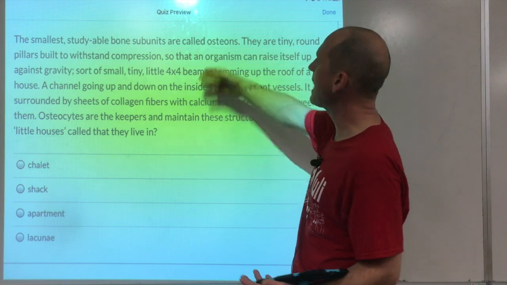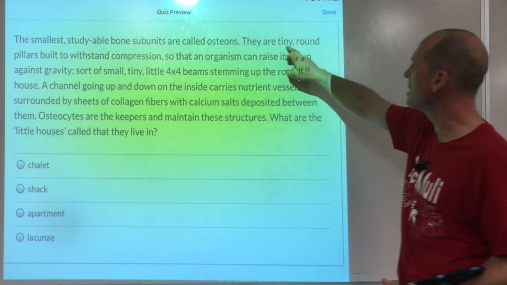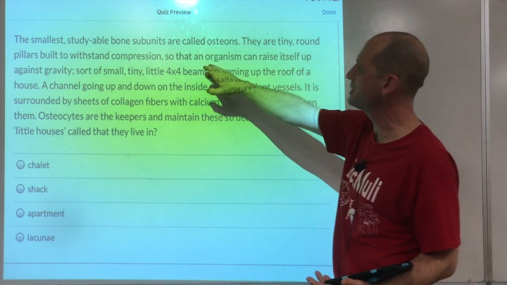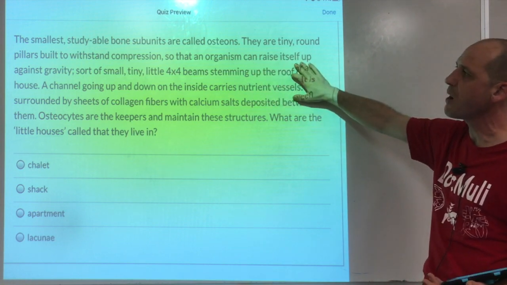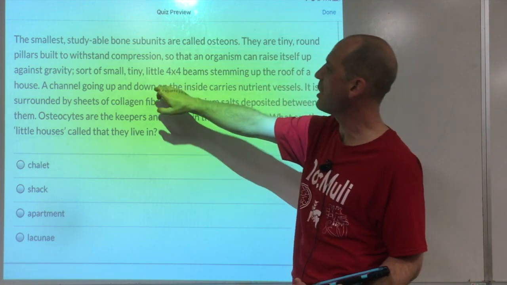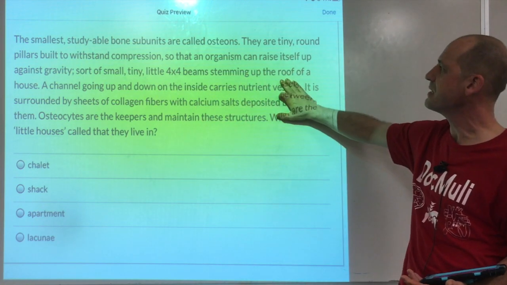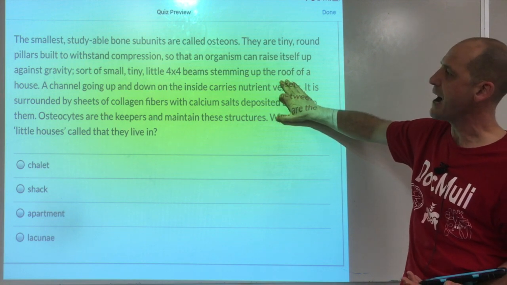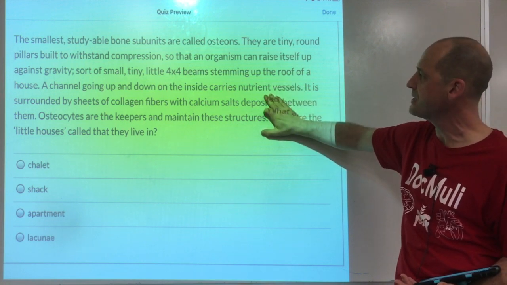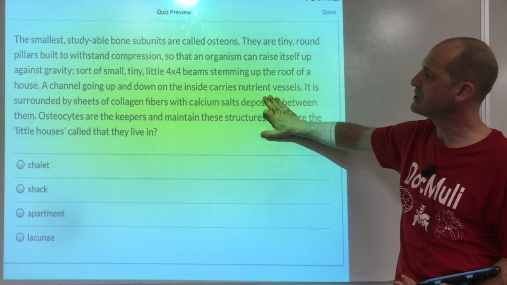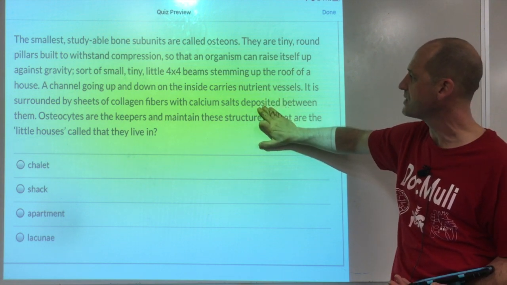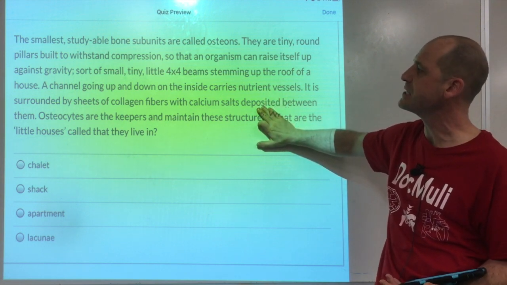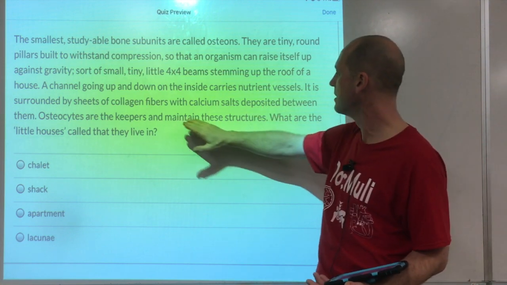All right, here I talk about the osteon. They're tiny round pillars built with ends compression so that the organism can raise itself up against gravity. Sort of small, tiny little 4x4 beams stemming up the roof of a house. A channel going up and down inside carries the nutrient vessel. It's surrounded by sheets of collagen fiber with calcium salts deposited between them. Osteocytes are the keepers that maintain these structures.